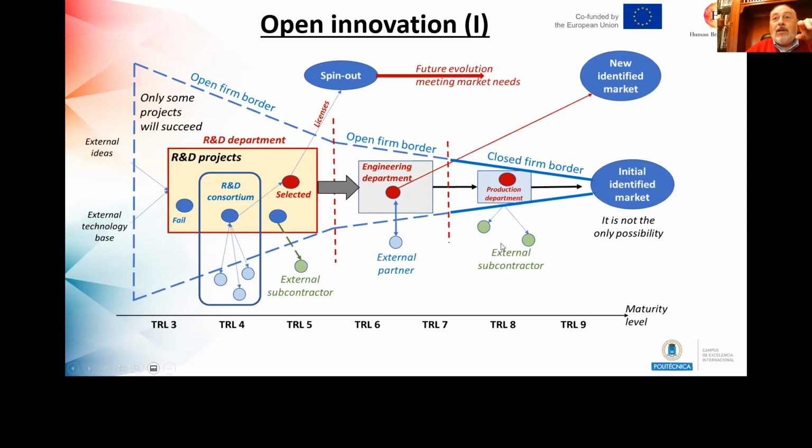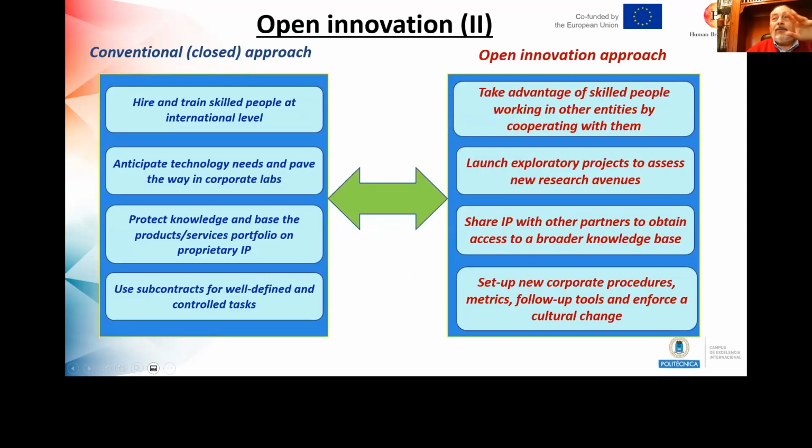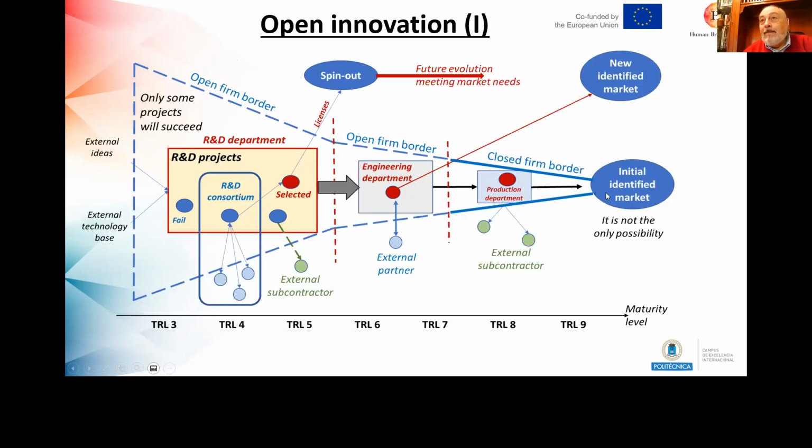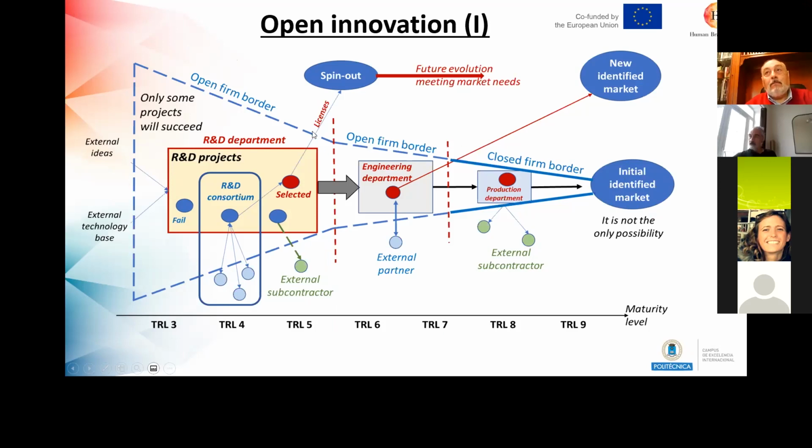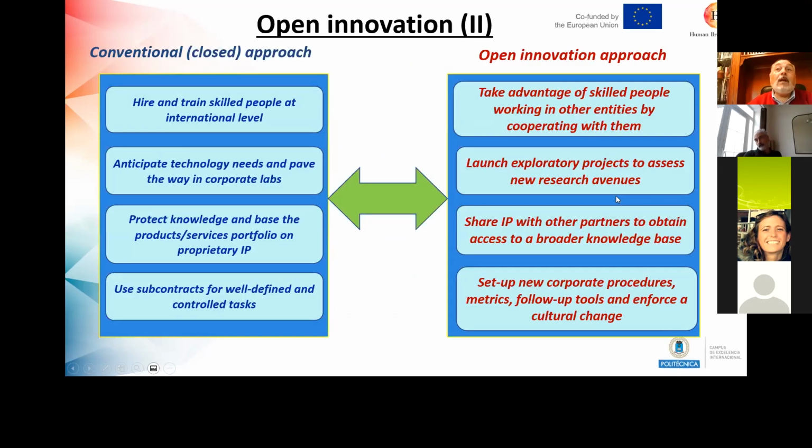If we consider here that the e-brain should be the final one, maybe we are working in an open sense because we have a consortium, and this final product to hit the market is not composed by a single product, but by many of them. In these cases, open innovation implies that instead of hiring and training my people in my company, I need to work with others. I need to anticipate technology needs and pave the way, but my corporate and research labs internally are not the only source.